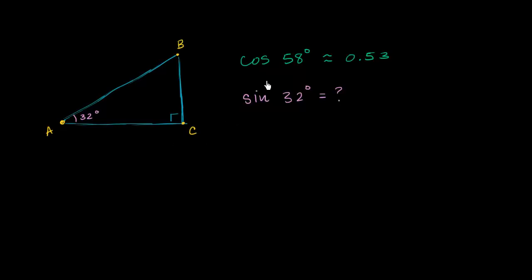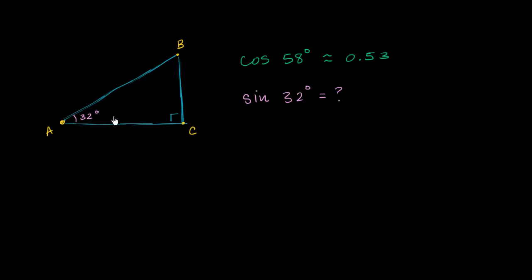We are told that the cosine of 58 degrees is roughly equal to 0.53. And that's roughly equal to, because it just keeps going on and on, I just rounded it to the nearest hundredth. And then we're asked, what is the sine of 32 degrees? I encourage you to pause this video and try it on your own.